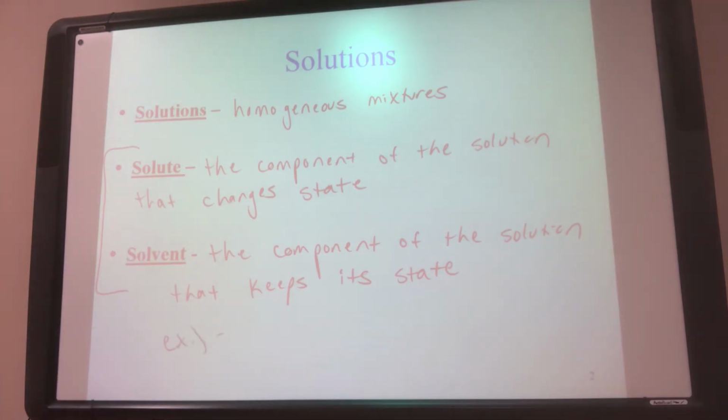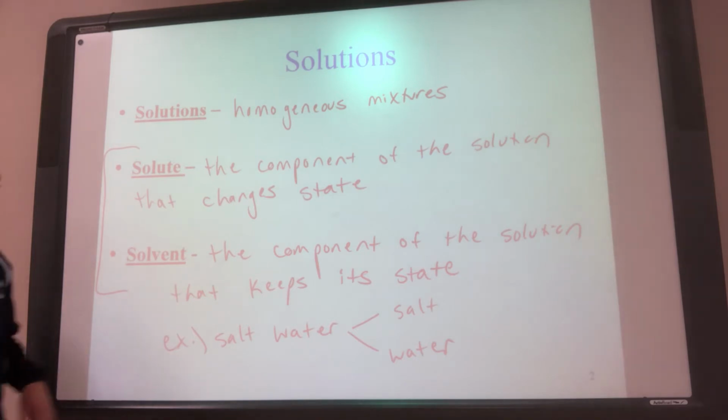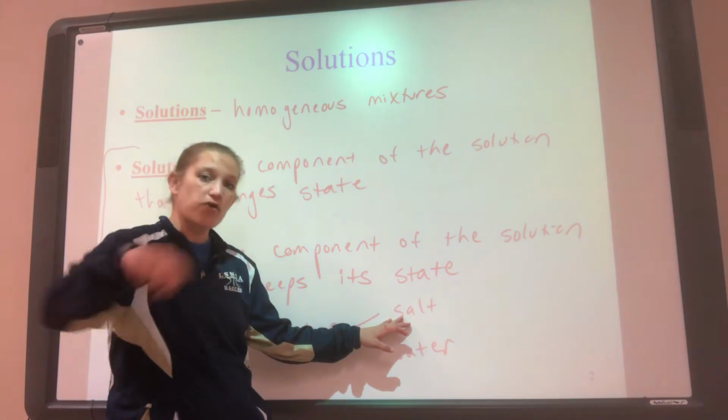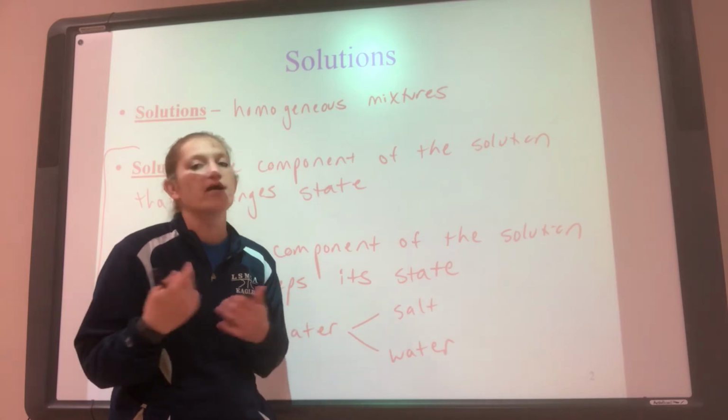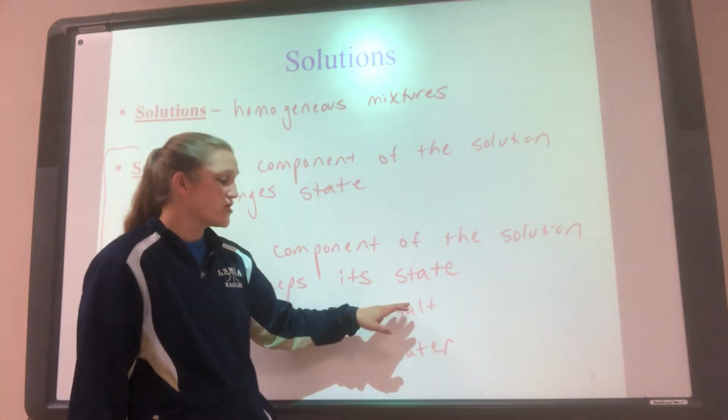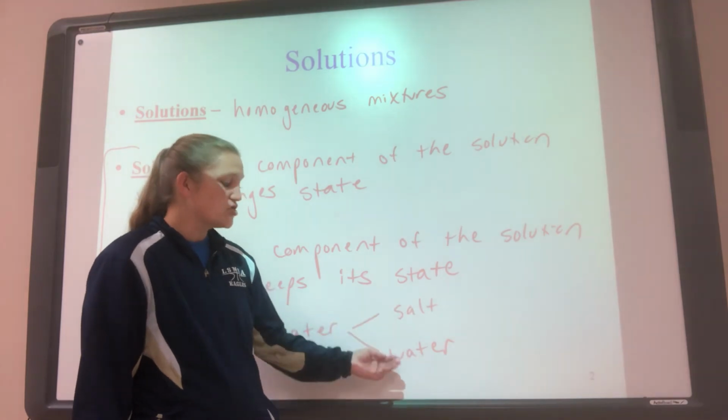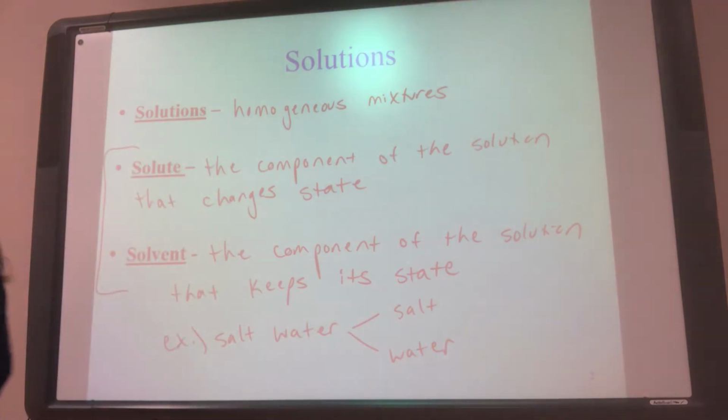All right, so let's think of an example. If my example was salt water, what are the two components? I would have my salt and my water. Which one would be changing state? To make salt water, you would usually take your solid salt and dump it into the water and mix it up. The water was a liquid before and is still a liquid. The salt, however, goes from a solid to being dissolved in my water, which is aqueous. So the salt would be the solute, the water would be the solvent, and the salt water would be the solution.